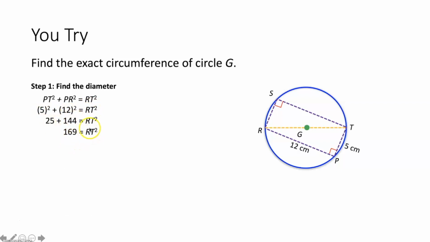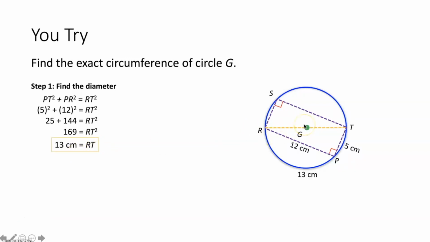Now to get the measure of segment RT, I have to square root both sides to get rid of this square. The square and the square root cancel each other out. I get the measure of segment RT is equal to plus or minus 13. But the only issue is I'm dealing with the diameter of this circle. There's no way that can be negative. So I'm just going to take the positive version, our principal root, and say that the measure of segment RT is equal to 13 centimeters.